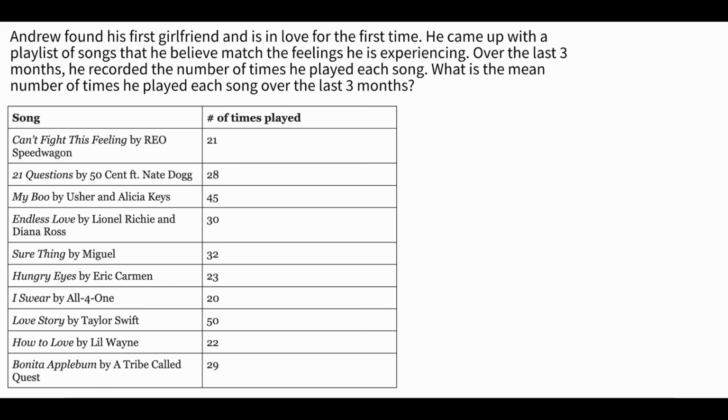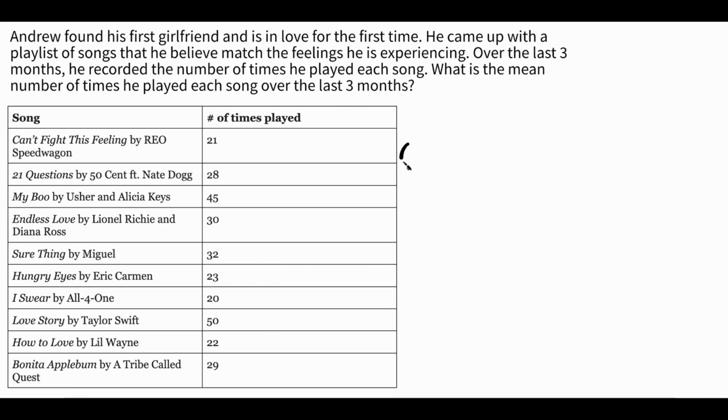Andrew found his first girlfriend and is in love for the first time. He came up with a playlist of songs that he believed matched the feelings he is experiencing. Over the last 3 months, he recorded the number of times he played each song. What is the mean number of times he played each song over the last 3 months? So let me give you a chance now to pause the video, try to figure this out, and whenever you're ready, we'll go over the answer.